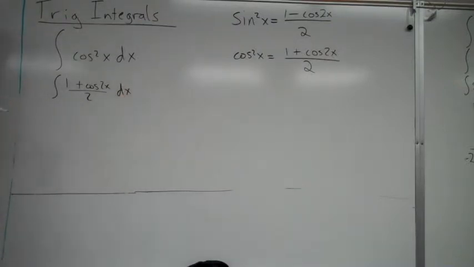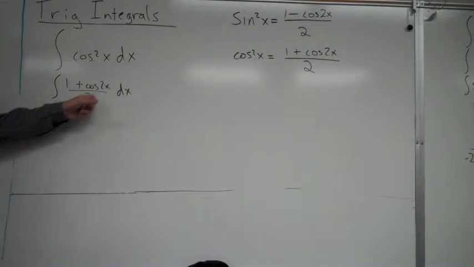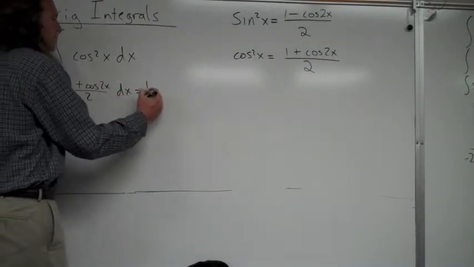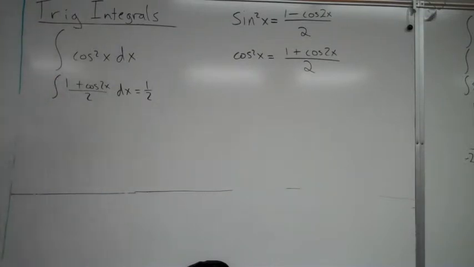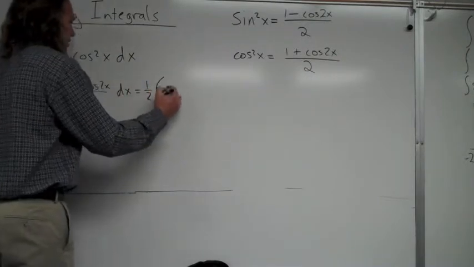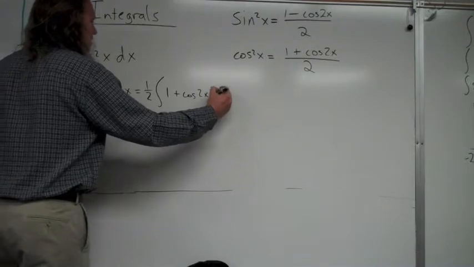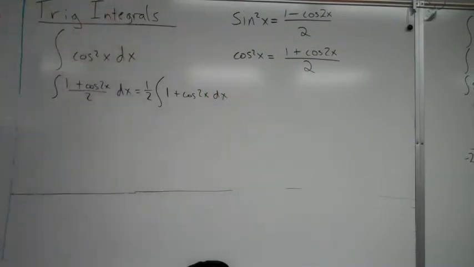Now the only thing I'm going to do before I integrate is deal with this 2 on the bottom. A couple ways you could do this. You could divide it into each term individually, or you could just bring it outside completely, which I'll do. So I'll bring a 1/2 out in front of the integral. You can bring constants outside the integral, not variables. That leaves me with the integral of 1 plus cosine 2x dx. Well, now that's something that I can integrate right away.